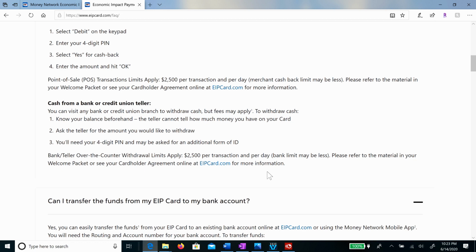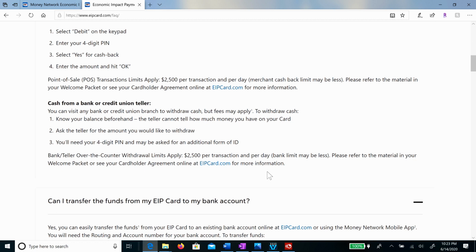And of course, you'll need your 4-digit PIN, and be prepared to show them an additional form of ID. A credit card, California ID, Real ID, passport, all of those work. And wow, yeah, we make it easy to get your money off of it.